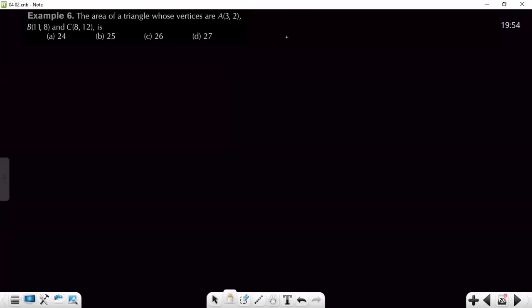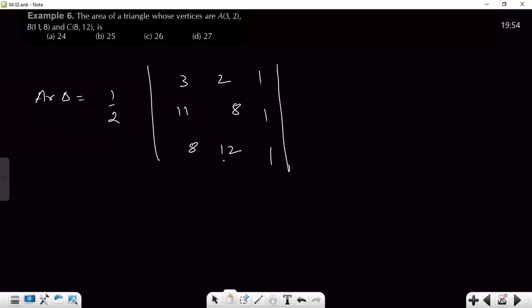Area of a triangle whose vertices are 3, 2, 11, 8, 8, 12. So there are 3 vertices given. So what we need is the area of triangle, half into determinant 3 by 3, 1, 1, 1. First point here, second point, then the third. Simple. Half into 3 into 8 minus 12, minus of 2, 11 minus 8 plus 1. 11 into 12 becomes 132 minus 8 into 8, 64.